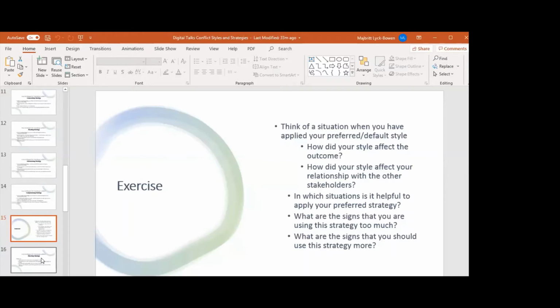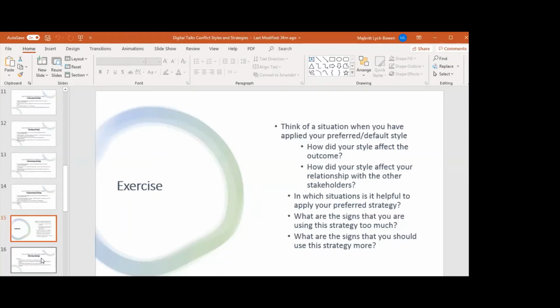So how did it affect the solution that came out of that conflict? What was the solution? What was the outcome? And also, how did that style affect the relationship with the other people in that particular conflict? So did it have a negative effect on the relationship with these people? Did it have a positive effect?